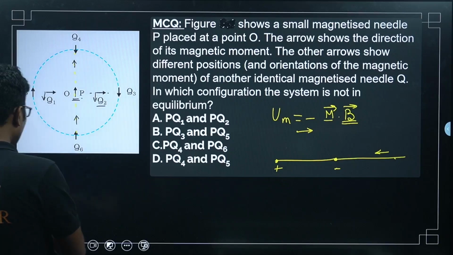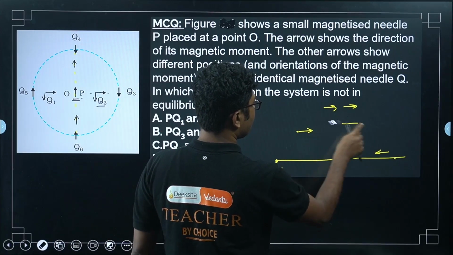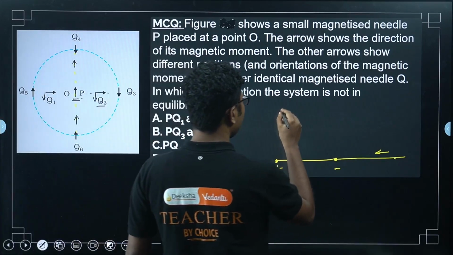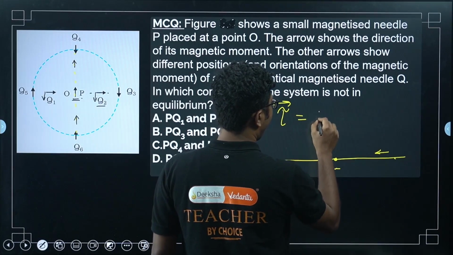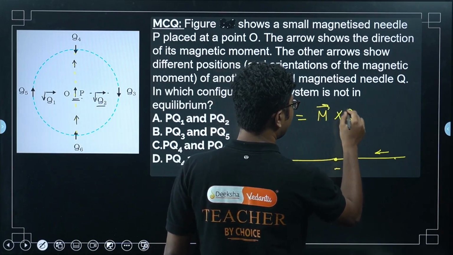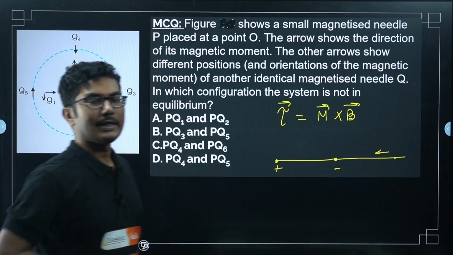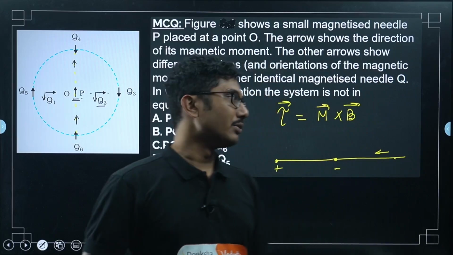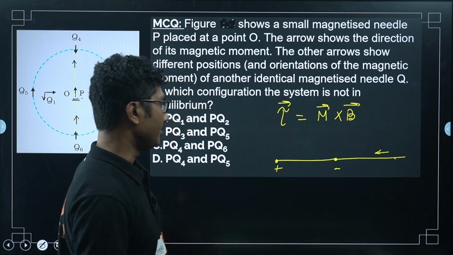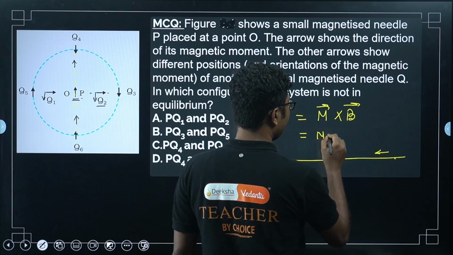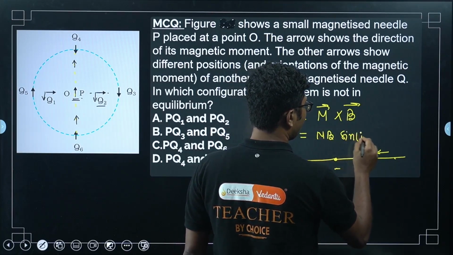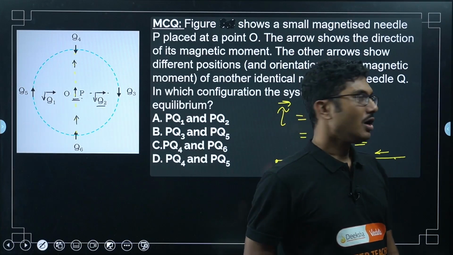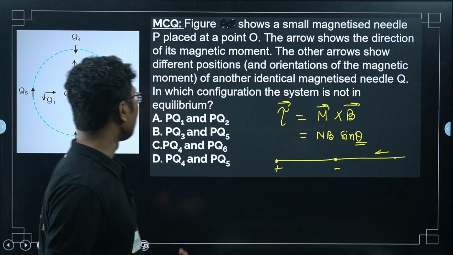To find the equilibrium, we need to calculate the torque on the system, not the energy of the system. So torque will be m cross B. If the torque acting on the system is 0, then we can say the system is in equilibrium. If the torque acting on the system is not 0, then the system is not in equilibrium. So basically this means mB sin theta. Now if theta is 0 or 180 degrees, the torque acting on it will be 0. If theta is 90 degrees, the torque acting on it will not be 0.